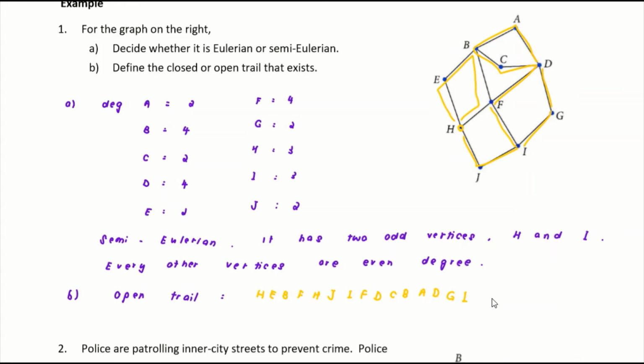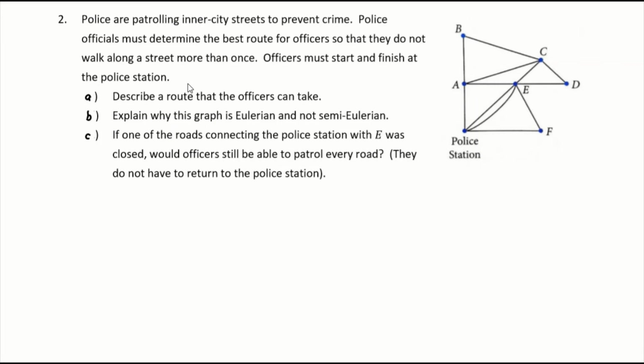Now let's move on to example 2. Police are patrolling inner city streets to prevent crime. So police officers must determine the best route for the officers so that they do not walk along a street more than once.